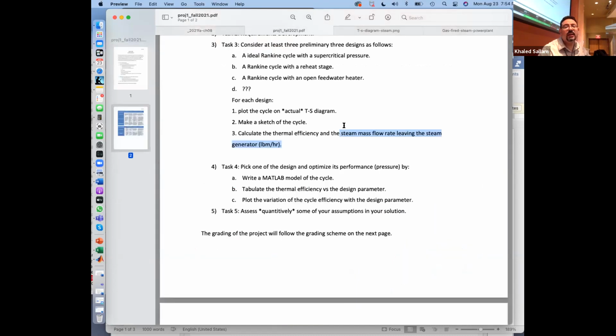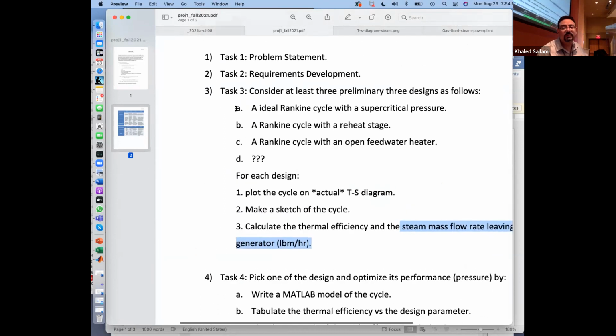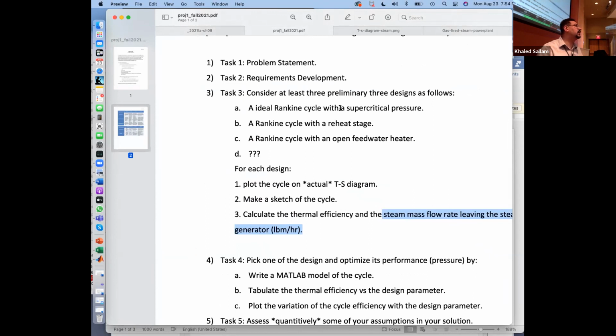Okay, so I know that the project now sounds so scary, man, what are we going to do with all this? It's not that scary because in task 3, you are not optimizing any of them. You're just going to calculate one case of each one of them. So an ideal cycle with supercritical pressure, you just want to calculate for one critical pressure, what is the heat? We are not searching for an optimum. And you want to calculate one cycle with reheat. Which reheat pressure? Just one value. You go ahead and calculate the number for it.